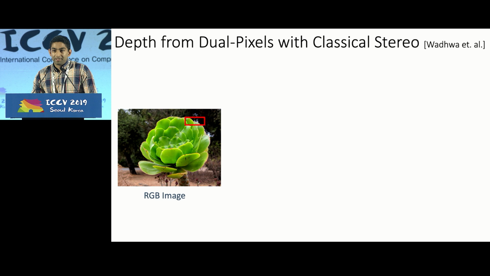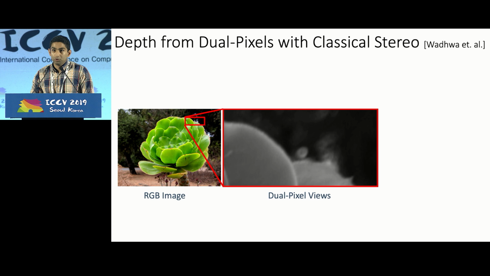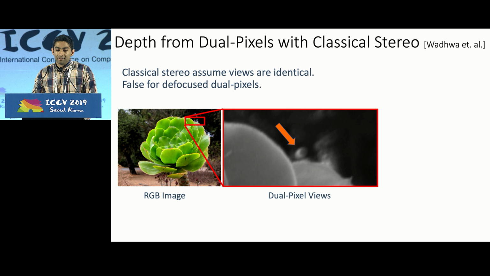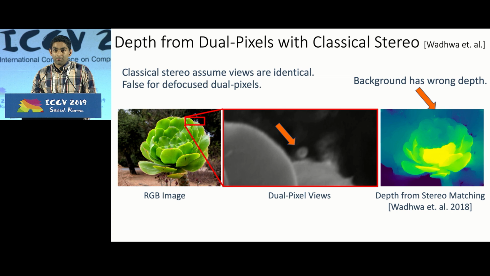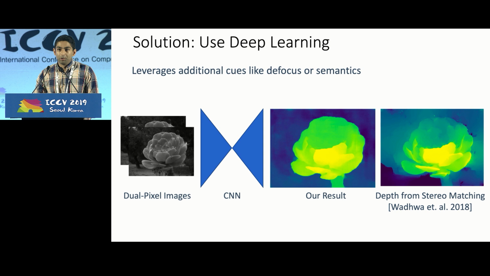Consider this RGB image and the 2 corresponding dual pixel views to the red rectangle. This out of focus point light source changes appearance drastically between the 2 views. This causes problems for conventional stereo matching because these methods assume that the appearance is identical between the left and right views, which is not the case for dual pixels. As a result, the background has the wrong depth in the defocused area. This suggests a deep learning-based approach that can leverage these additional cues like defocus or semantics instead of being fooled by them.